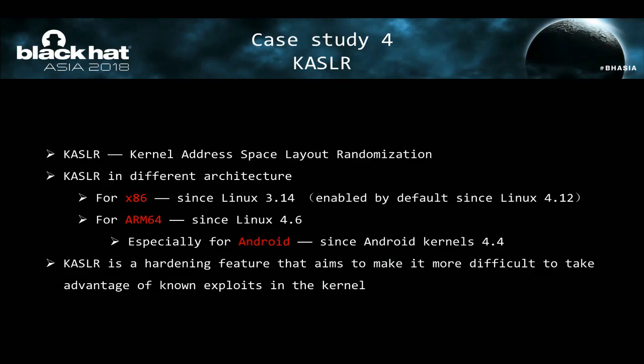KASLR is a hardening feature that aims to make it more difficult to take advantage of known exploits in the kernel. It's most effective and widely adopted to defend against memory corruption vulnerabilities, such as buffer overflow and use after free. In order to prevent an attacker from reliably jumping to, for example, a particular exploit function in memory, KASLR randomizes the location where kernel code is loaded on each reboot.